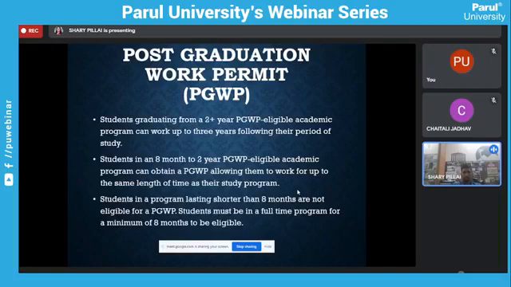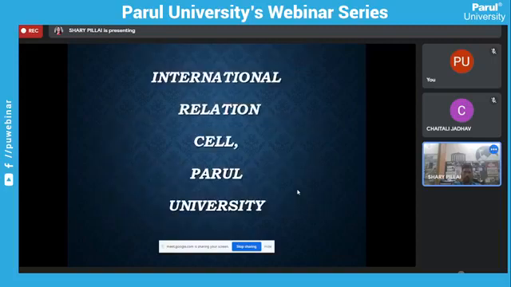So these are the important factors after your studies. Post graduation work permit. 2 years of study, you will get a 3 year post graduation work permit. 1 year of study, 1 year of post graduation work permit. Less than 8 months, no post graduation work permit. Okay, so right now the main concept of today's session is over.